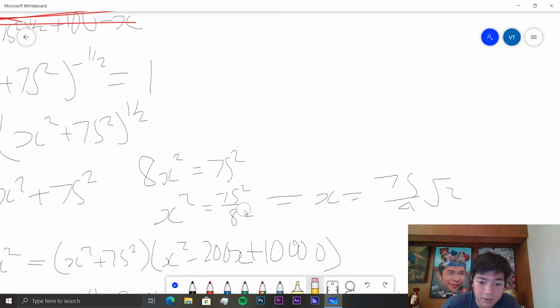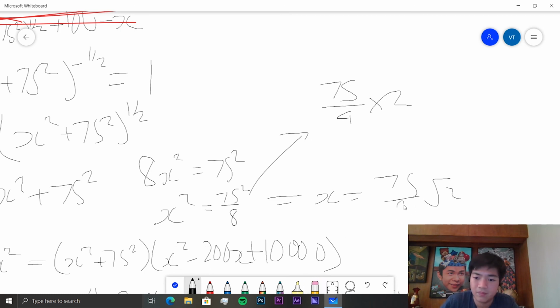Sorry, that's not 8 squared. That's just 8. So 75 over, actually, hold on. 75 over 4 times 2. This should only be 75 over 2 square root 2. So I think the book's made an error here. I'm just looking at it right now. They say it should be equal to 75 over 4 square root 2, but it should only be equal to 75 over 2 square root 2.